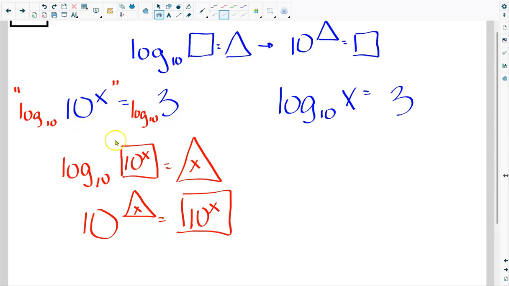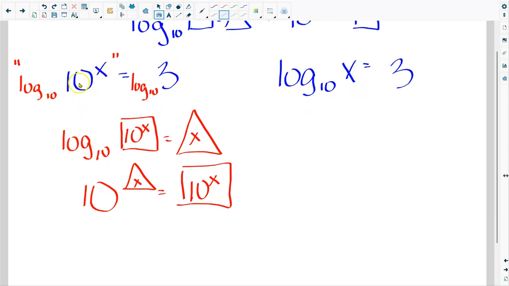Okay, so notice that this big triangle is x. All of this is x, right? We said that all of this, we didn't know what it was, but now we know what it is. It's x. So then all of this becomes just x equals log base 10 of 3. Put that in the calculator and you get your answer. Okay?